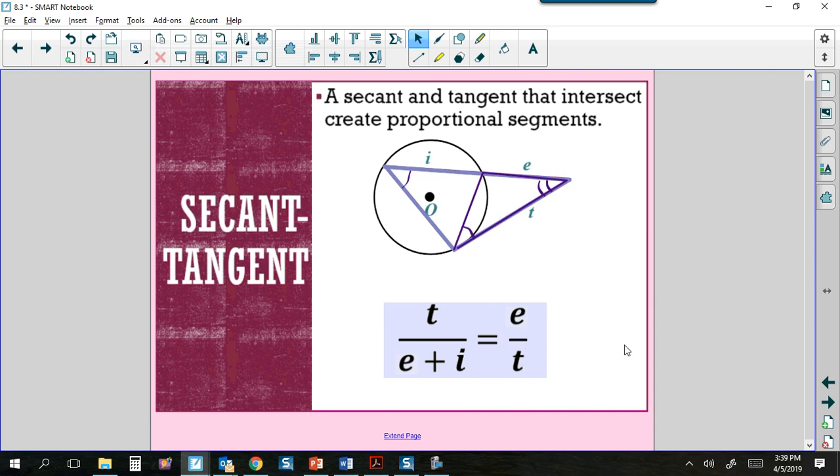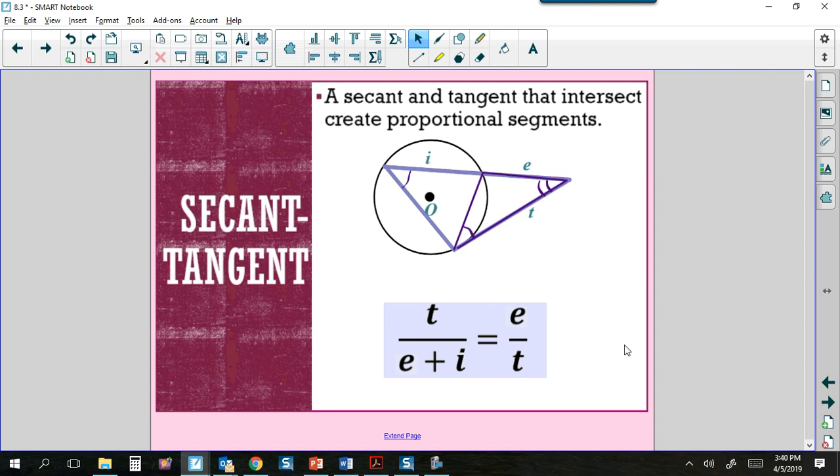Another way you could think of it, I'm going to bring back our right triangle similarity. You could think of the tangent as the geometric mean between the entire secant and the outside part, or the external part, of the secant. So if you remember, geometric means meant you squared it and then you multiplied the other pieces. Well, the other pieces are going to be the secant and the outside part of the secant.